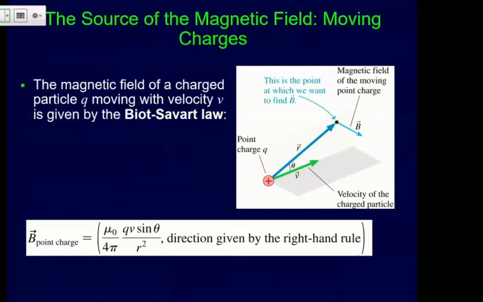Okay, and so here's another thing. Just to follow up on this, in your book, they go through the Biot-Savart Law, which is this thing here. This is the magnetic field version of Coulomb's law. It's for the magnetic field caused by a moving point charge. All right, this is our law here. It goes as 1 over r squared, just like Coulomb's law did.